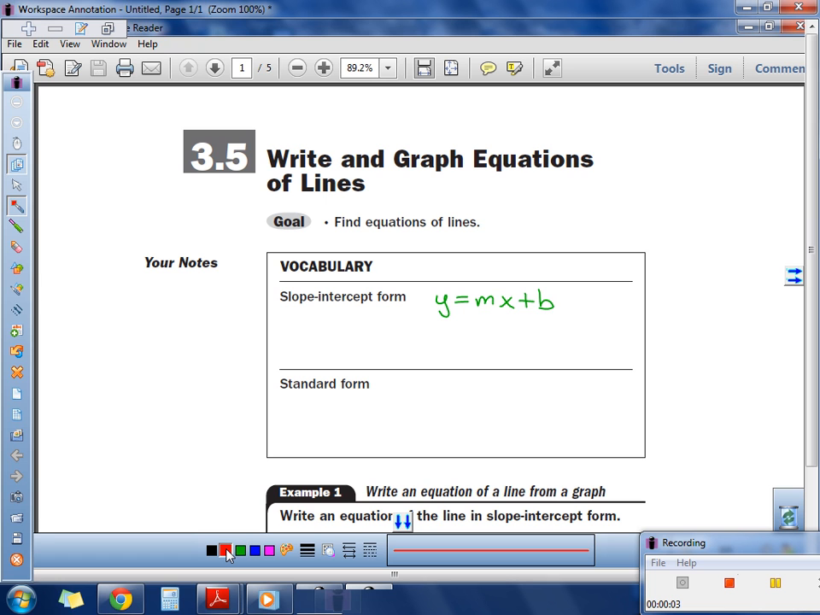I'll go ahead and point at a few of the things in here. First off, this m is our slope. The b is our y-intercept. The y-intercept is where the line hits the y-axis. You might want to write that down. Where the line hits the y-axis.